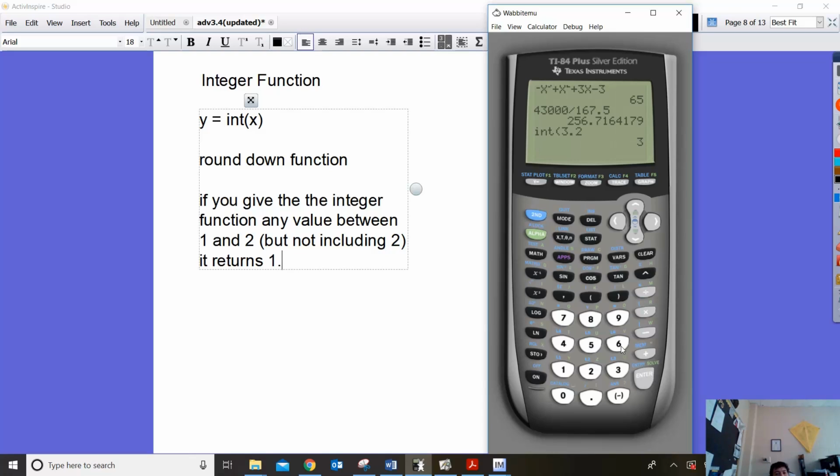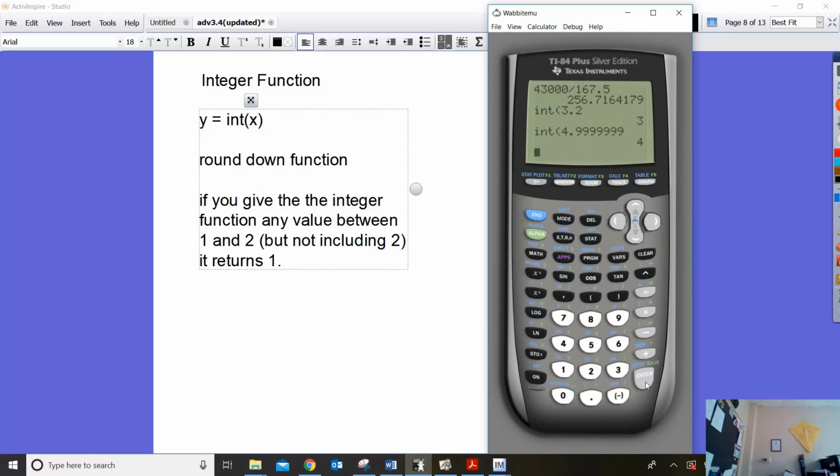You give it something like 4.99999. What do you think it's going to return? What's it going to return? It's going to return 4. It's not going to return 5. It just rounds the function down to the nearest integer. That's all it does. Now, its graph is kind of interesting.